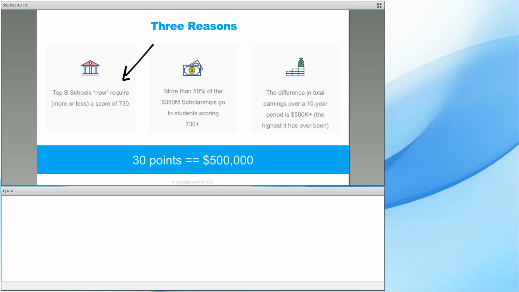If you're looking for scholarships, GMAT score plays a huge role. US B schools give out about $350 million worth of scholarships. European B schools give out about $50 million or so.